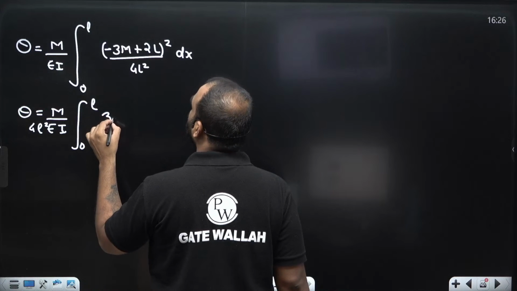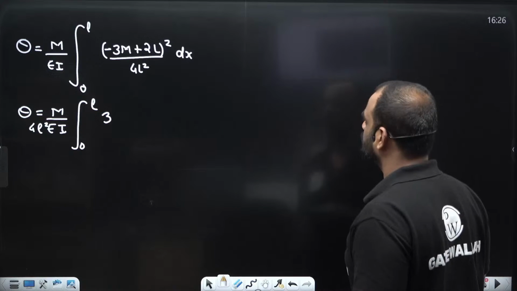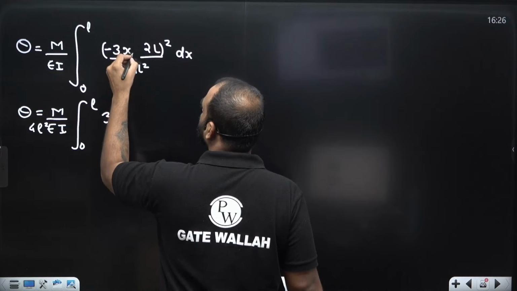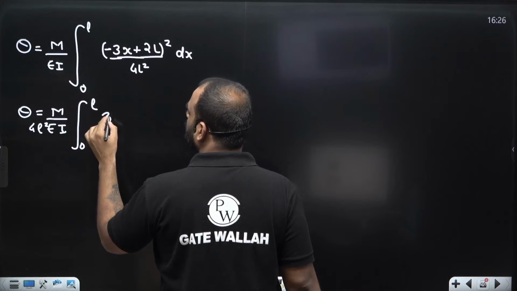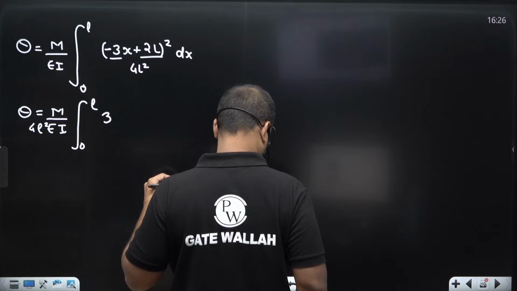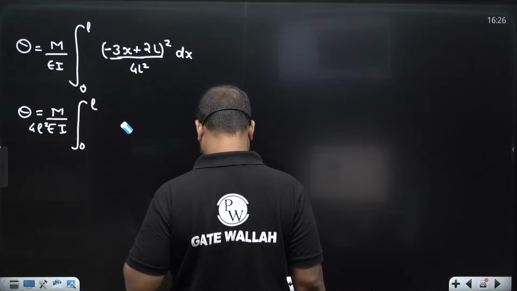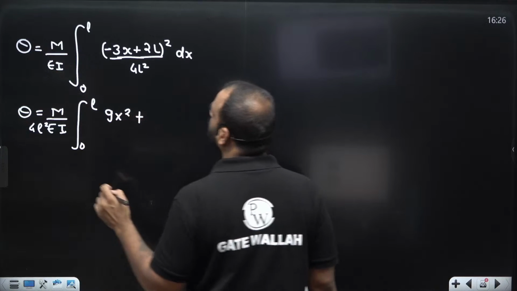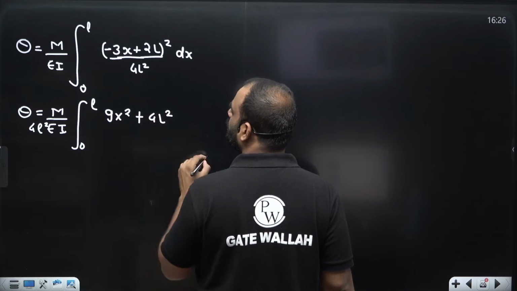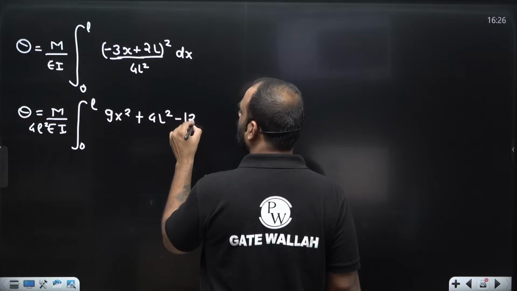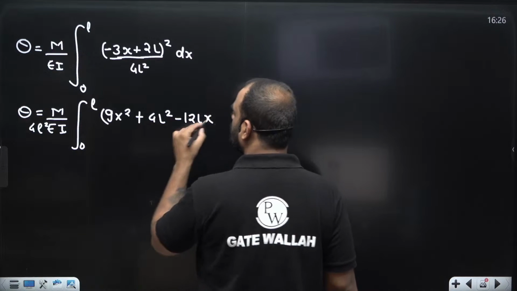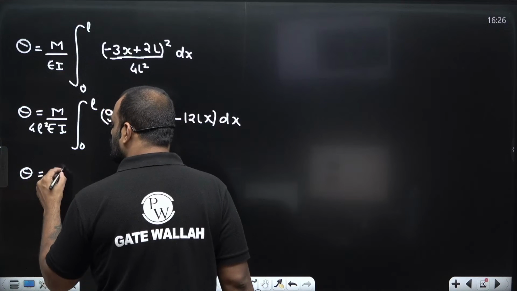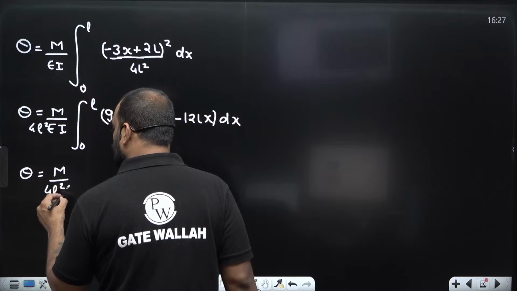So 3x plus 2L. So we'll write here 3x whole square. 3x whole square means 9x square, right? Plus 4L square minus 12Lx. This should be our equation, right? And then you need to write dx. Okay, so theta is equal to m by 4L square EI.